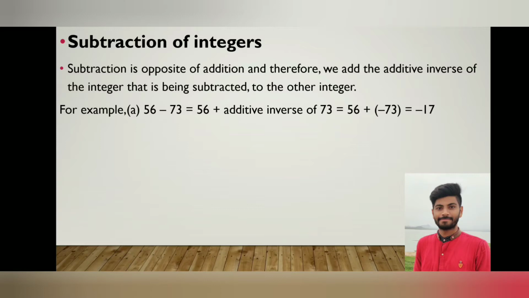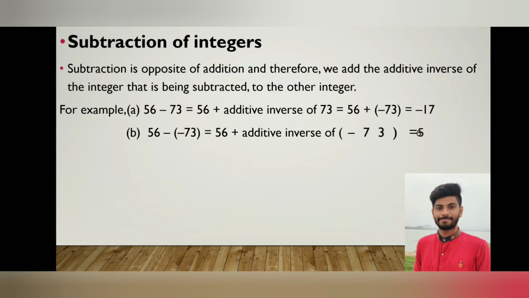Now apply the rule of addition of integers, that both, sorry, the two integers have different signs. So here minus 73 and 56, so we will do the subtraction. 73 minus 56, we will get 17. And now put the sign of the greater number, that is minus. So we will get minus 17.